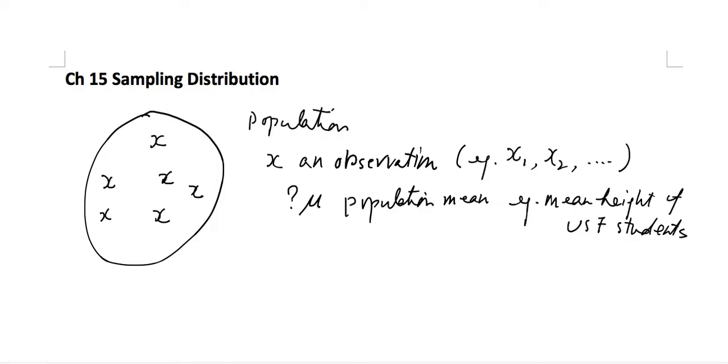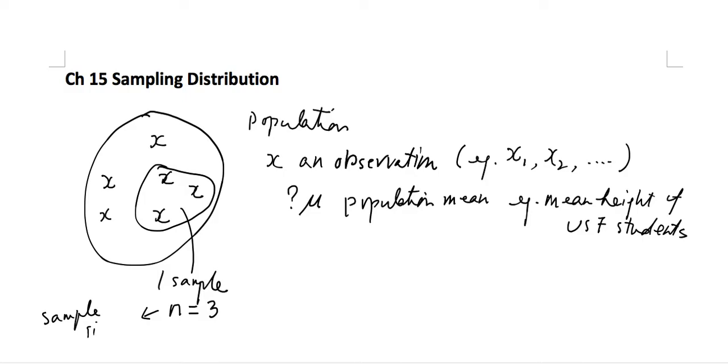Nobody has time to ask everybody, how tall are you, how tall are you? So we just take one sample, typically. One sample means one small group selected from the population. We use small n to represent sample size. In this case, my sample has 3 individuals, so small n is equal to 3. Once we have a sample, we can calculate the sample mean, x bar.